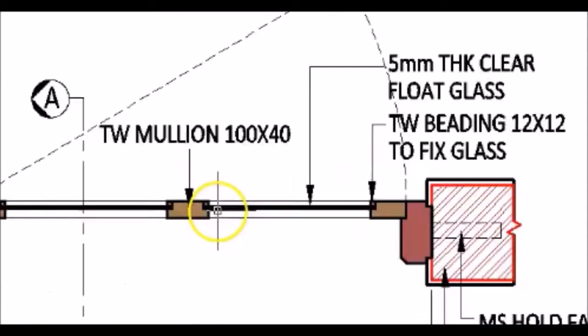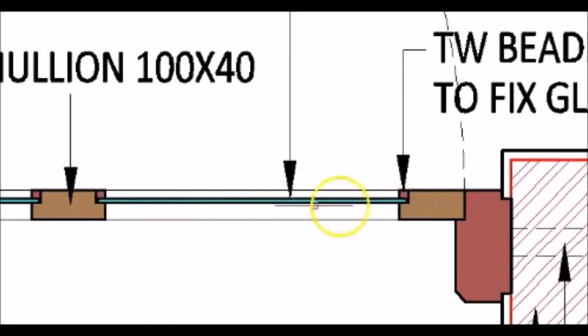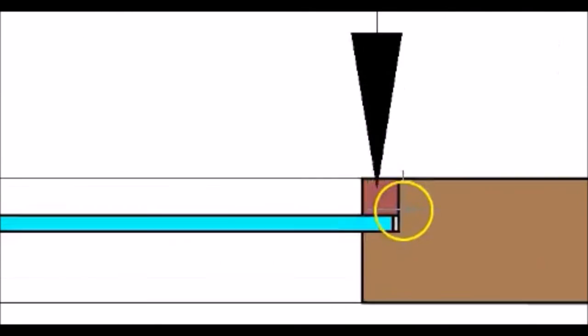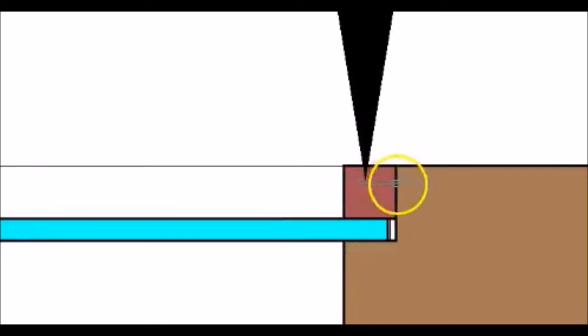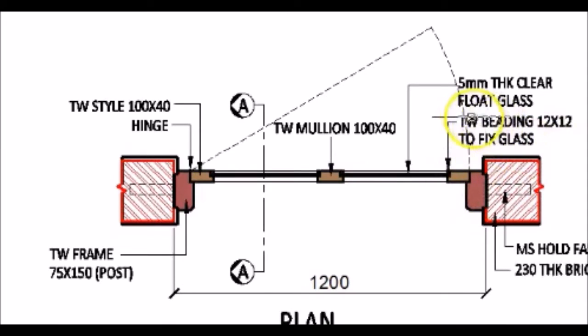As you will see here, there are two parts. This is a glass pane, or a piece of glass, which has been fixed into the two parts here, that is a stile on this side and the mullion on this side. This glass has been fixed with the help of a 12 by 12 member here, as you can see, and this member is called the teakwood beading. So this is fixed by the help of teakwood beading, which is 12 by 12 mm. The glass which we are using here is a 5 mm thick clear float glass.